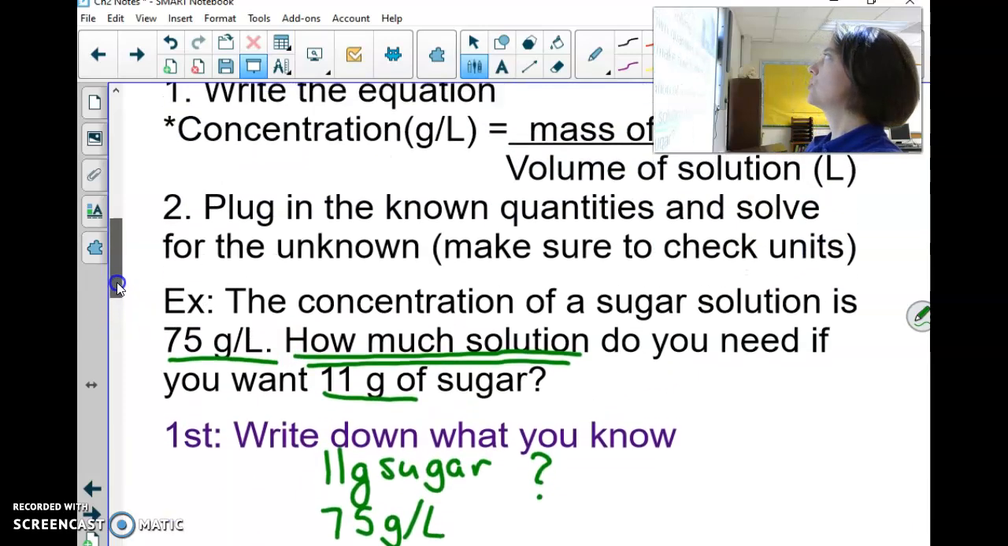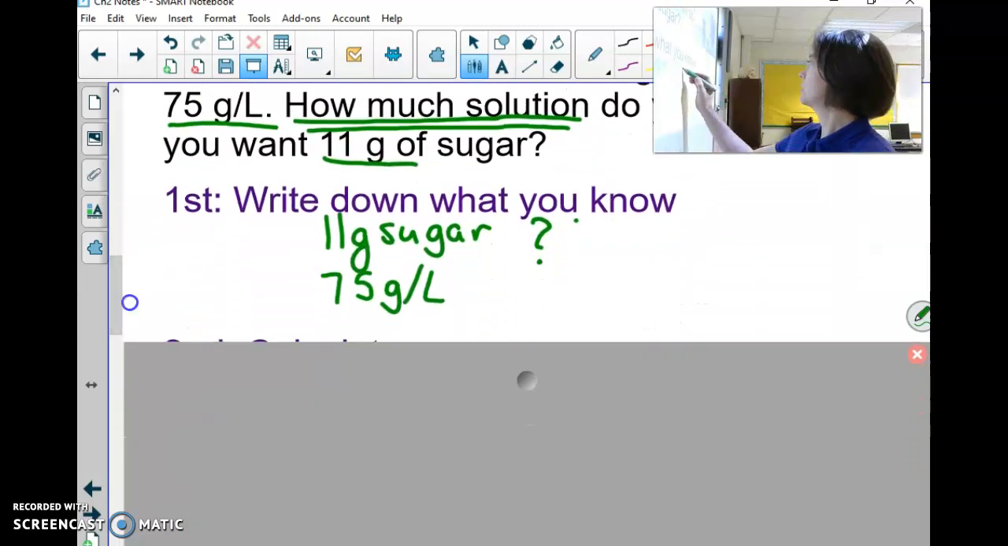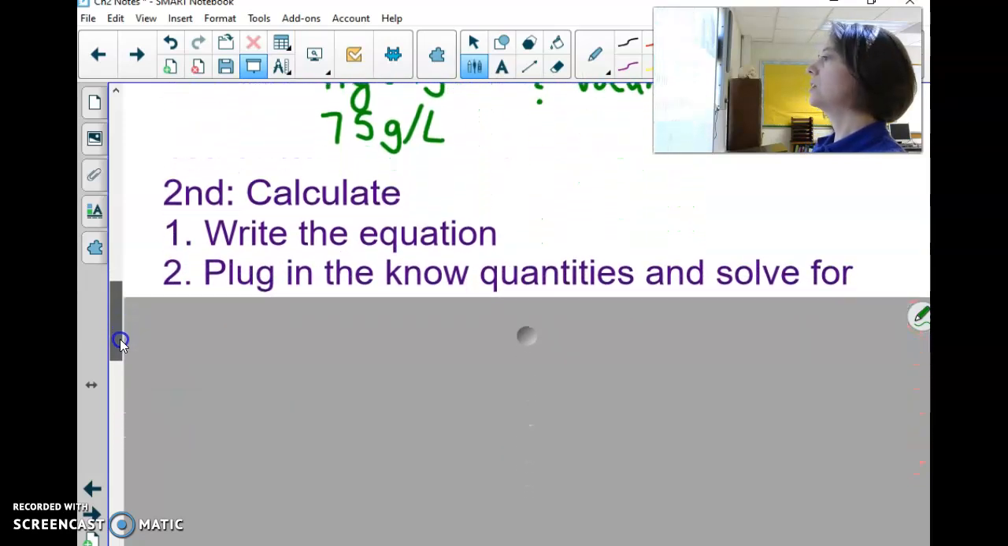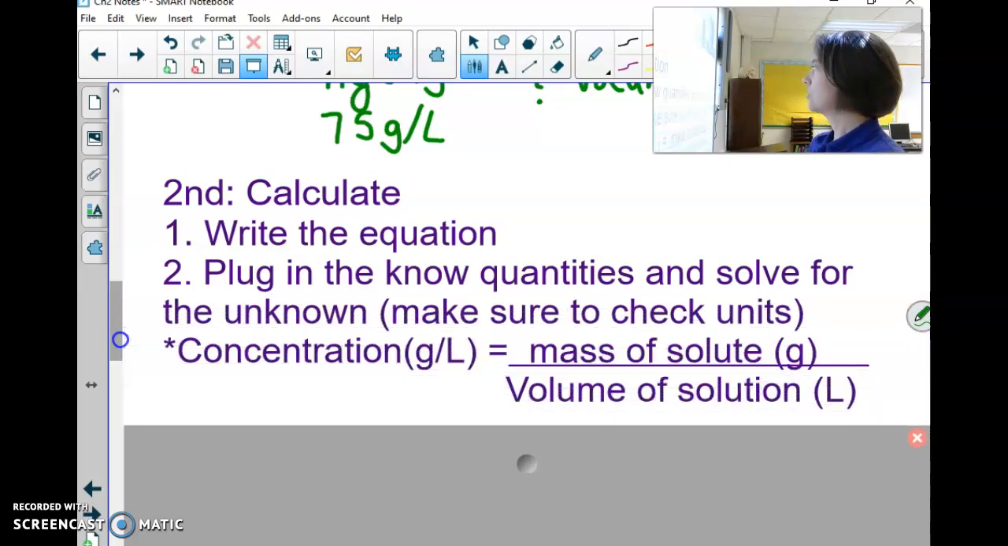Well, what do we mean by how much? Coming up to our equation, we know our concentration, we know our mass, so that how much would be a volume. So we're trying to figure out our volume. The next step in any problem is to calculate. First thing we're going to do is write the equation, plug in our known quantities, solve for the unknown, and make sure to check units. Please do write this equation down. The concentration in grams per liter is equal to the mass of the solute over the volume of the solution.